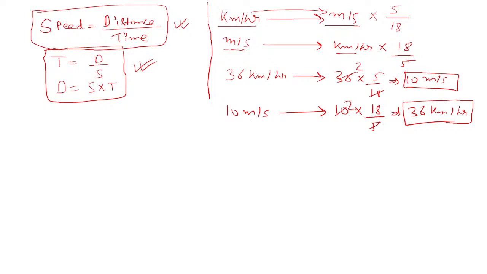So kilometer per hour, meter per second. I have told these things, the conversion. Now let us see what we can do. If the value is in kilometer, then the unit should be kilometer per hour only. The unit should be kilometer per hour only.